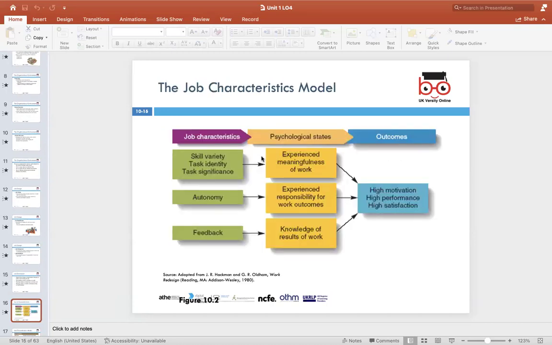Now I'm going to go through the job characteristics model, which basically explains that each job has specific characteristics, and there are different psychological factors that come into play to influence the outcome of that specific job. So you have a variety of skills, you have different tasks that you identify, you have autonomy of the task, and you receive proper feedback. So those are the characteristics of doing that job.